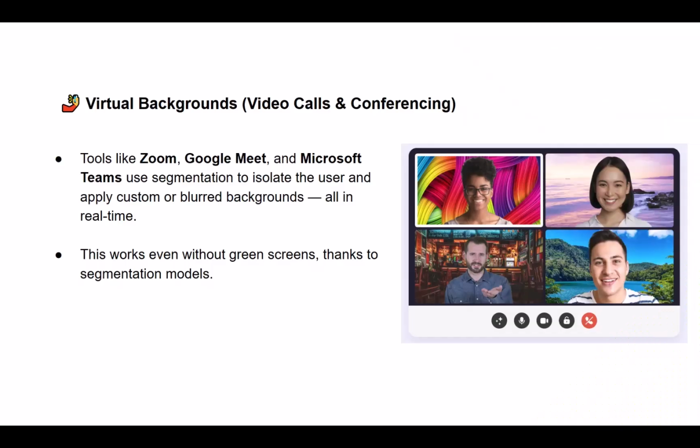Popular tools like Zoom, Google Meet, and Microsoft Teams use image segmentation to isolate the user and apply custom or blur backgrounds, all in real time. And this works even without green screens thanks to the segmentation model.